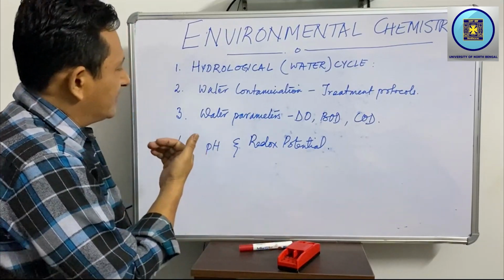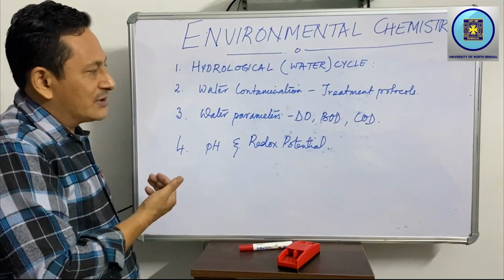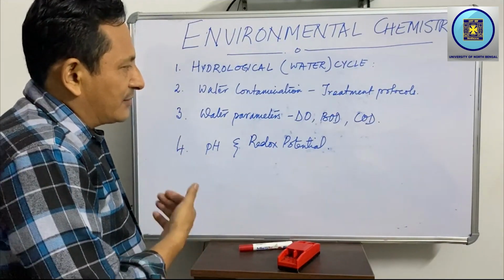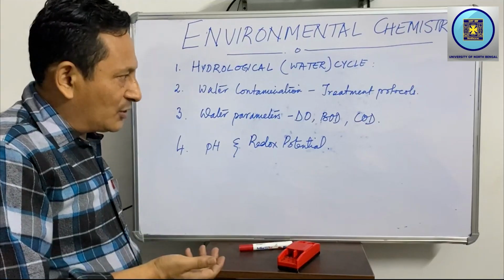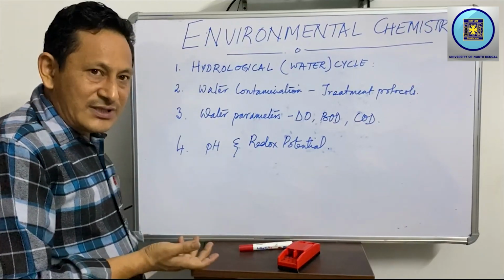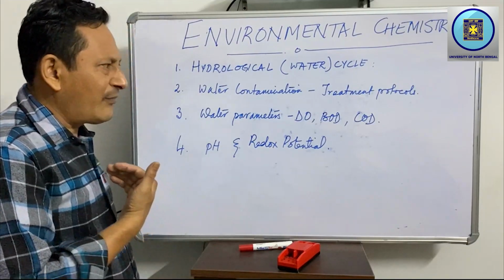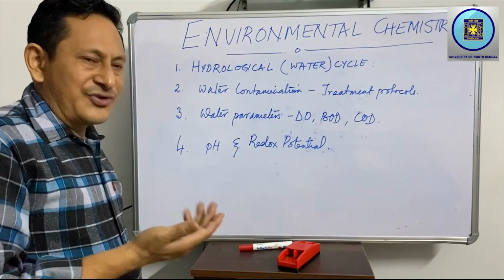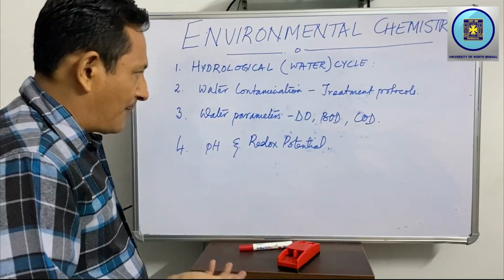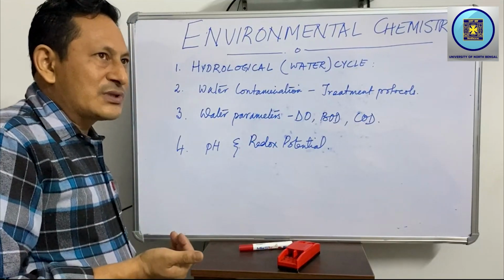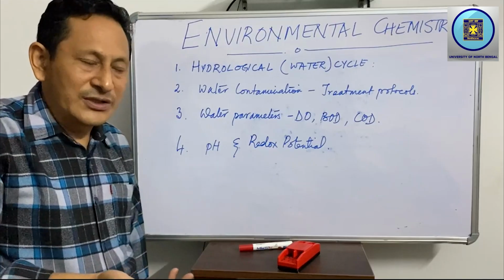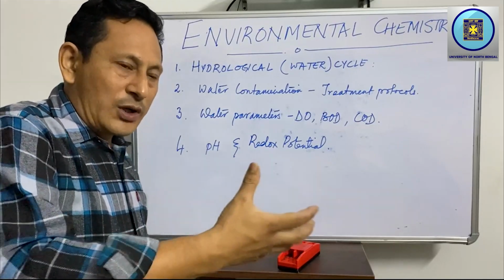In the third session, we'll be talking about different water parameters like the dissolved oxygen, the biochemical oxygen demand, the chemical oxygen demand. These parameters are usually checked after water is treated in wastewater treatment plants. And also sometimes to check the quality of water in polluted water bodies.